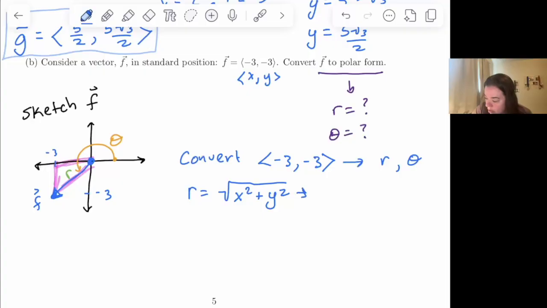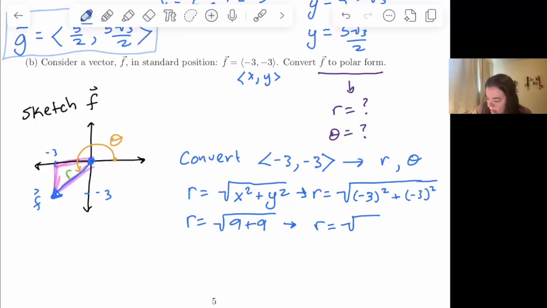So in our context, r will equal the square root of x squared. Make sure you put it in parentheses because that negative is also getting squared, plus y squared. Cleaning up, this gives me r equals 9 plus 9 under the square root, which then gives me r equals square root of 18. If you want to take that into simplest radical form, you can. I'm just going to leave it right now as the square root of 18. So I have my r value. Now I need to go about my theta value.